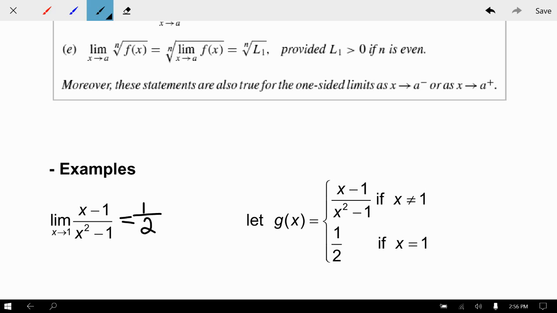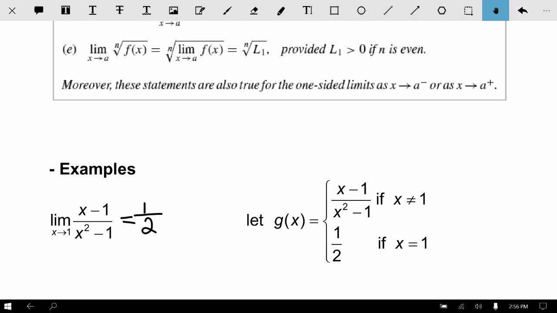You might see problems on your quiz or your test where it says rewrite this function so that it's a continuous function. When you have a removable discontinuity in your domain, all you're doing is finding the limit at that point so that you can make the function value equal to the limit value, which then makes it continuous.